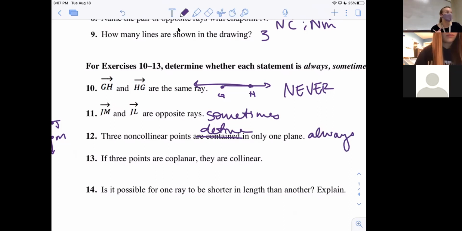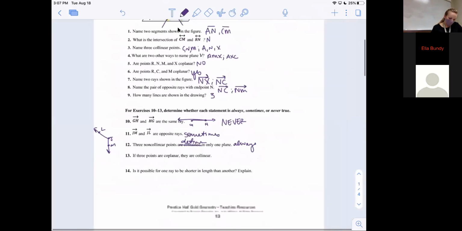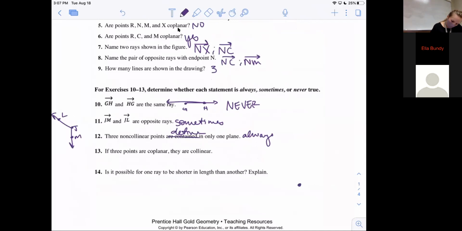Always are really hard to find, so think twice before you write an always, because there's a lot of times that could not be the case. Yeah. So can you draw the 3? I'm kind of confused on the number.